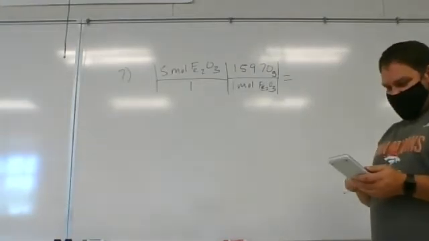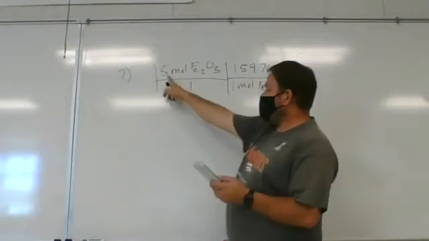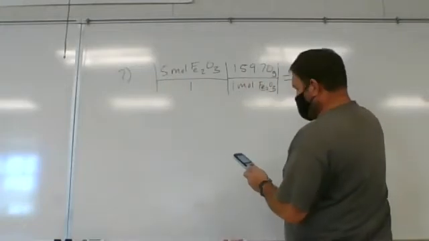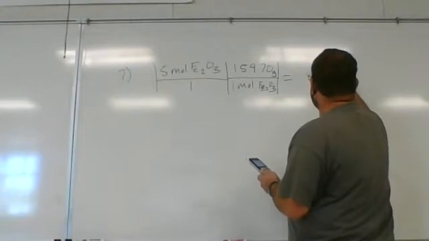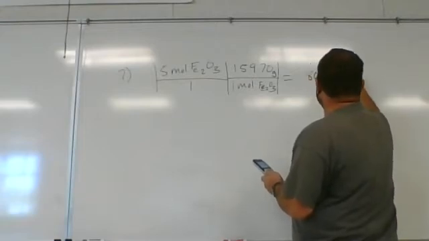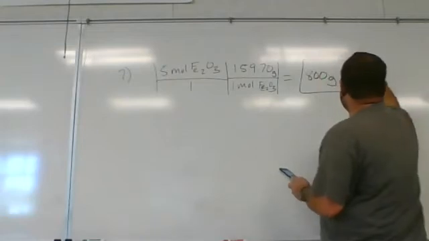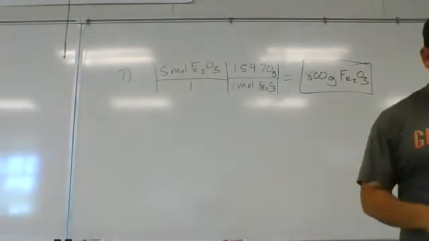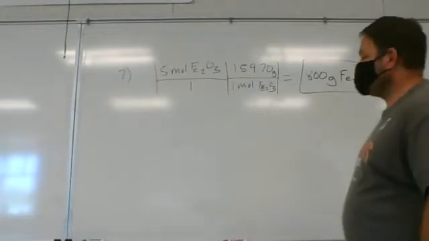So then I just multiply that by 5. And to one significant figure, I suppose it would be 800, divided by 7. 800 grams of iron oxide. Polonium. Oh my God, polonium. Is that where you messed up? On the molar mass?